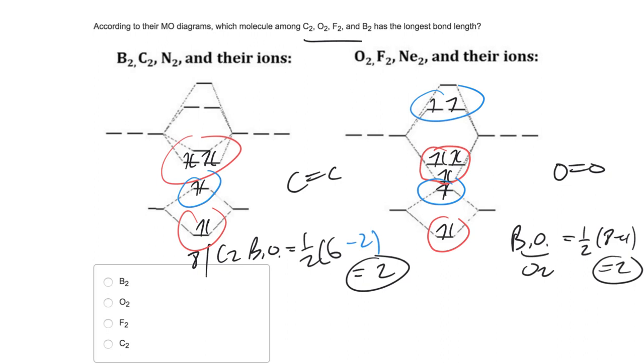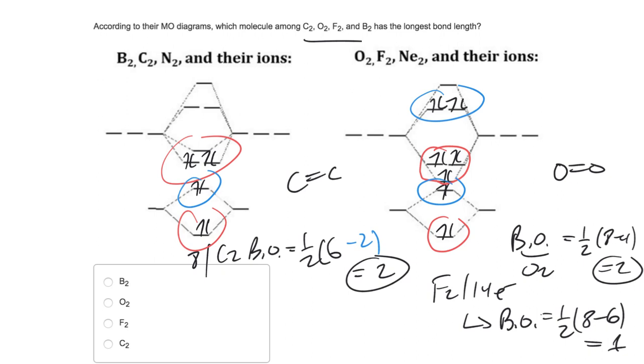F2, if we do that next, so F2 would have 14 electrons. So we put 2 more electrons in here. So for F2, we now have 6 anti-bonding electrons. So the bond order for F2 would be 1/2, 8 minus 6, for a single bond. So F2 is exactly as we would expect from a Lewis structure.